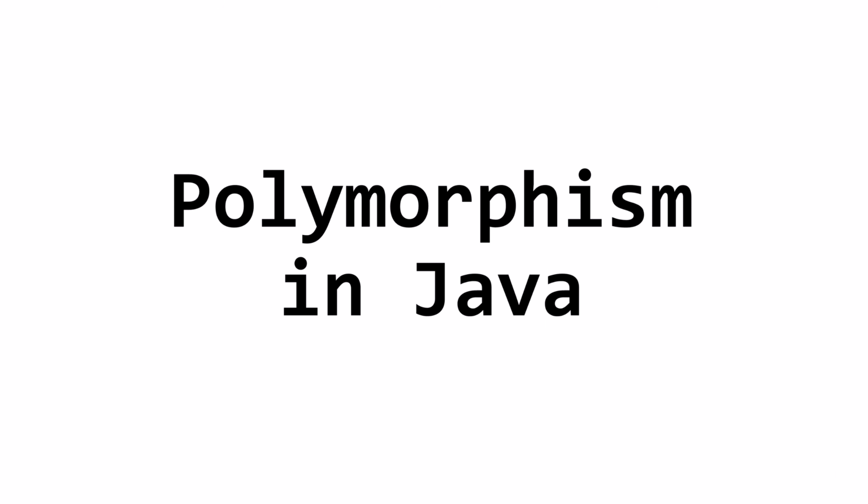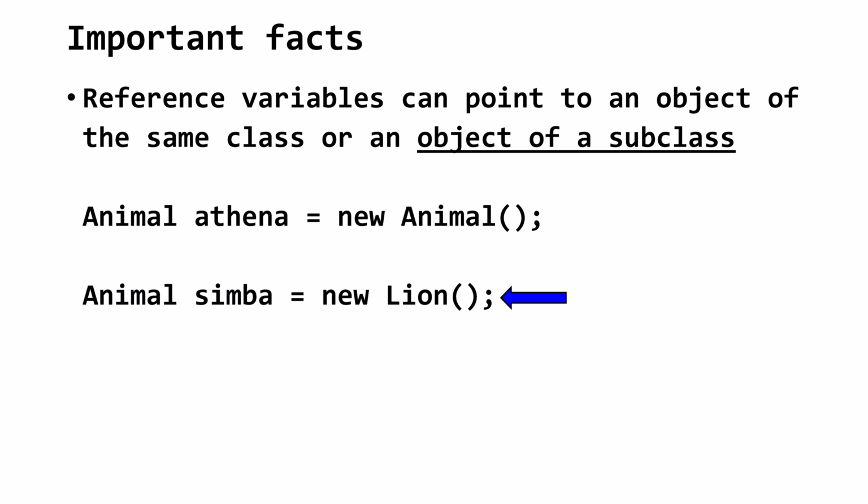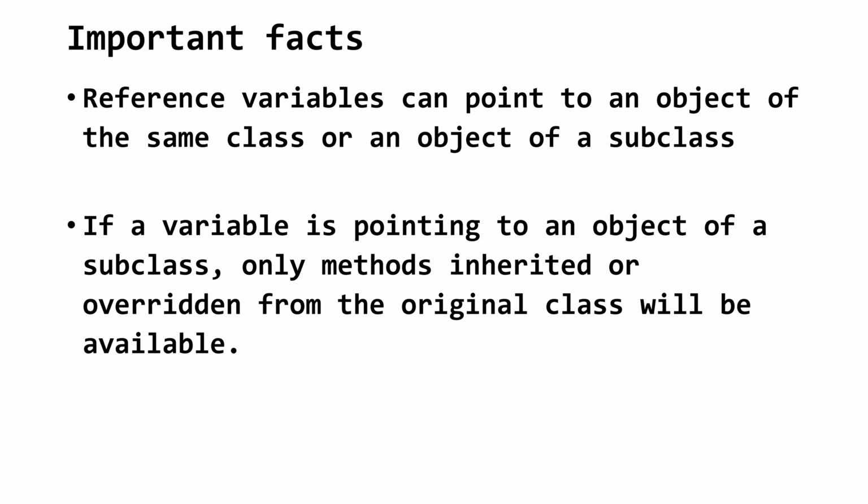Next, we'll learn about polymorphism. Some important things to know about polymorphism. Reference variables, such as the Athena variable here, can point to an object of the same class. Athena, a variable of type animal, is pointing at a new animal object. Or an object of a subclass. The Simba variable of type animal is pointing at a new lion object. If a variable is pointing at an object of a subclass, only methods that exist in the variable's class will be available. We'll talk more about this later.